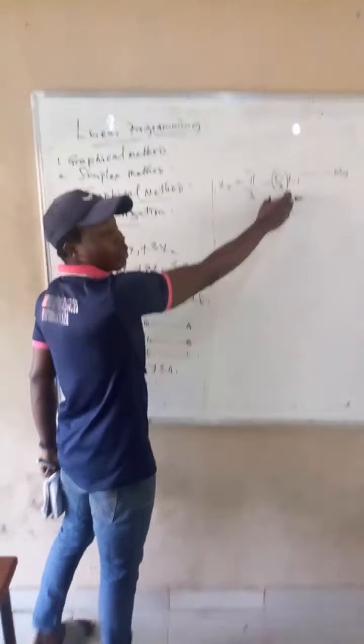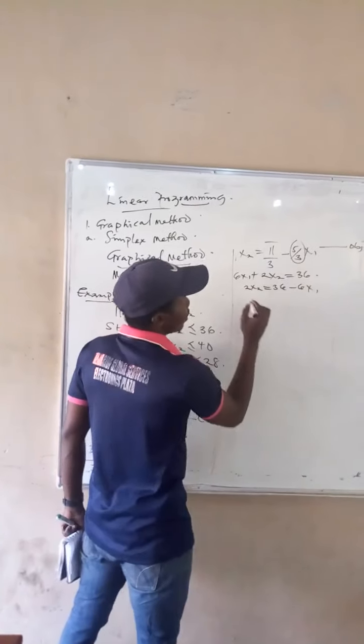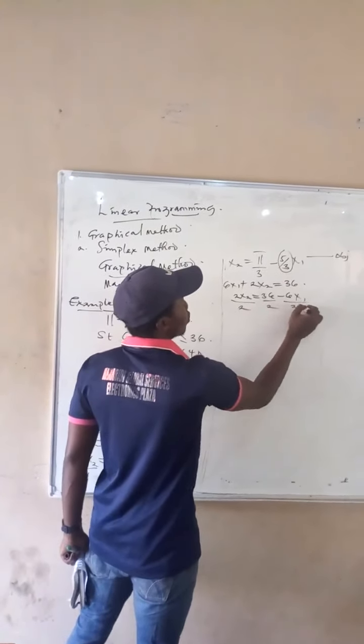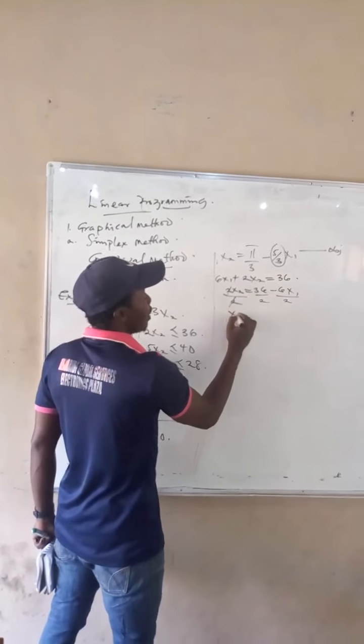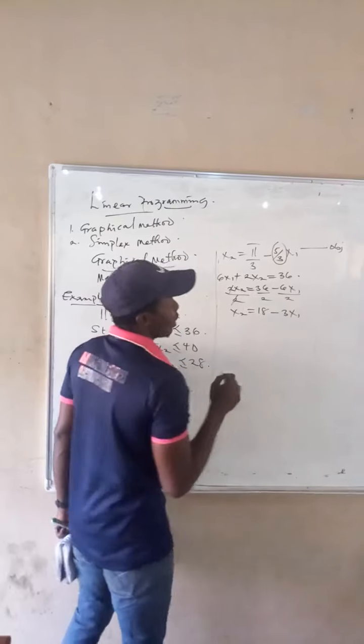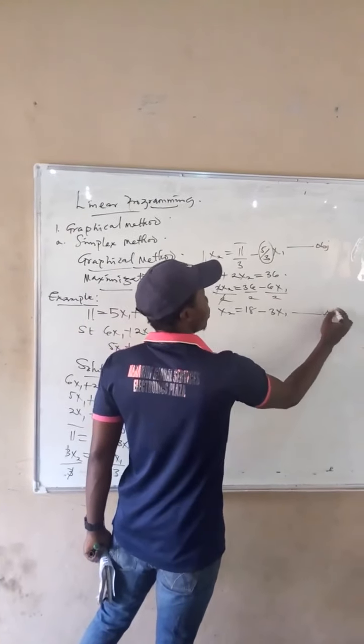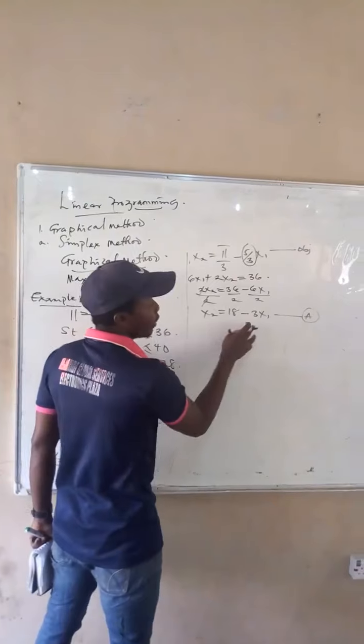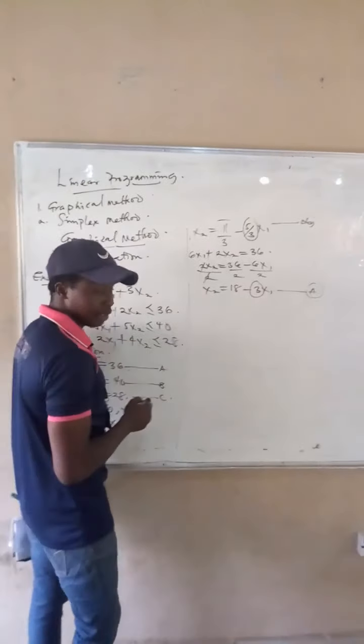Now from this, let's pick the first one. The first one is saying we have 6x1 plus 2x2 equals 36. Now I want to make x2 the subject of the formula. Then I'll be having 2x2 equals 36 minus 6x1. So I divide all through by 2, and I'll be having x2 equals 18 minus 3x1. Now if you look, this is the slope from the constraint A, and the slope here is 3.